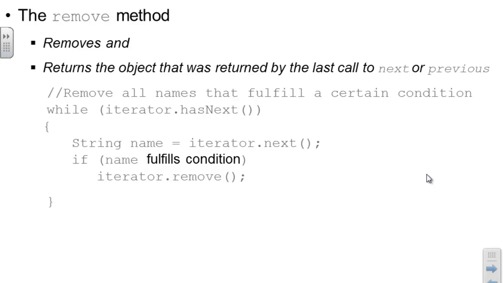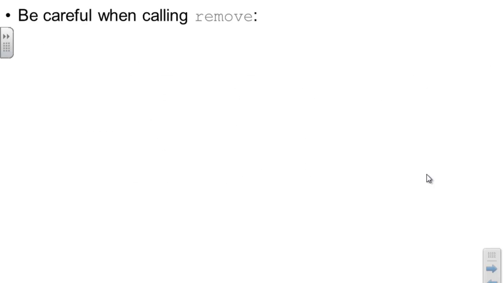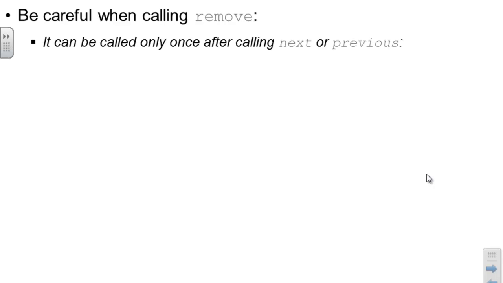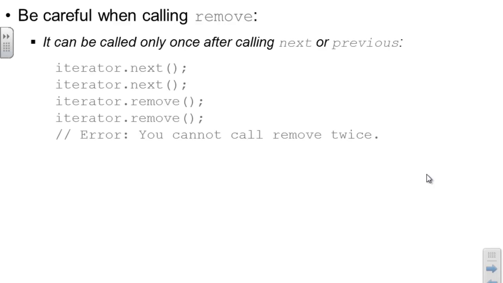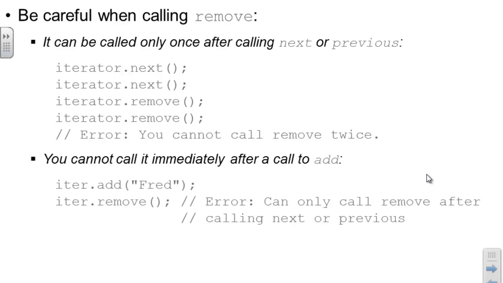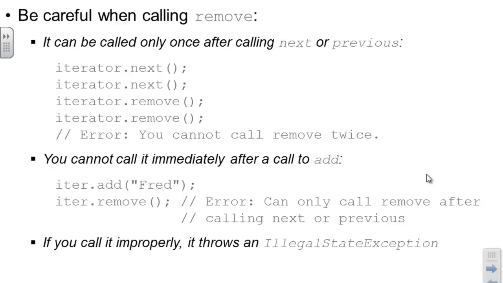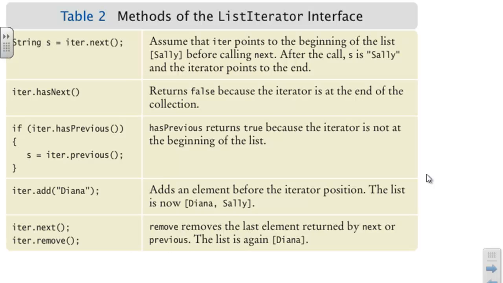The remove method removes and returns the object that was returned by the last call to next or previous. And a few things about remove. You can only call it once after calling next or previous. So I can go next, next, remove, remove. I can't do that because that is 2 remove calls after 1 next call. You cannot call it immediately after a call to add. So I can't add and then remove. You have to add and then move the cursor. If you call it inappropriately, it will throw an illegal state exception. So only once after a next call, and cannot call remove immediately after add.